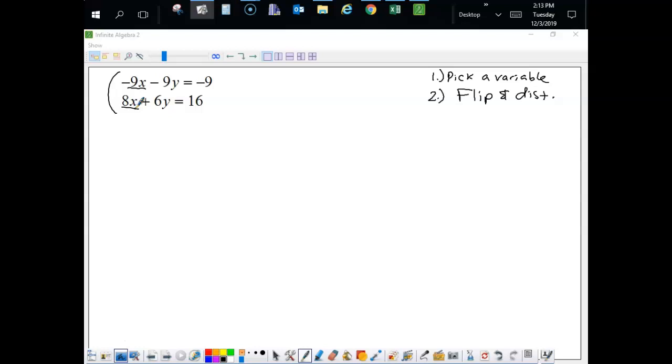-9 and 8. I'm going to flip them over. So I'm going to put the -9 here and the 8 up here. I'm flipping them, and then I'm going to distribute them into the equation. Now, unfortunately, you might end up with some pretty big numbers sometimes doing it this way, but it always works. That's the good news. So, here we go.